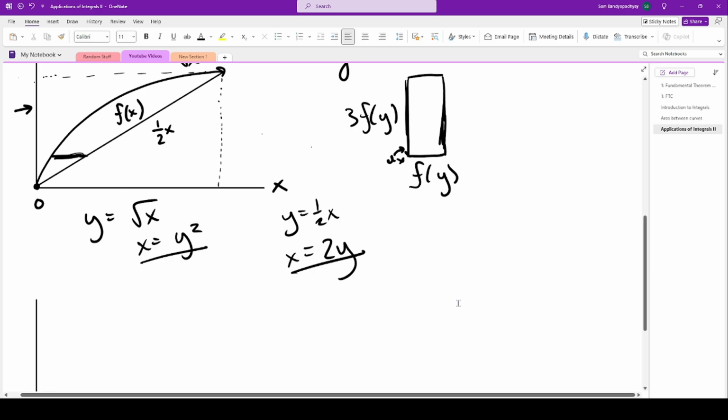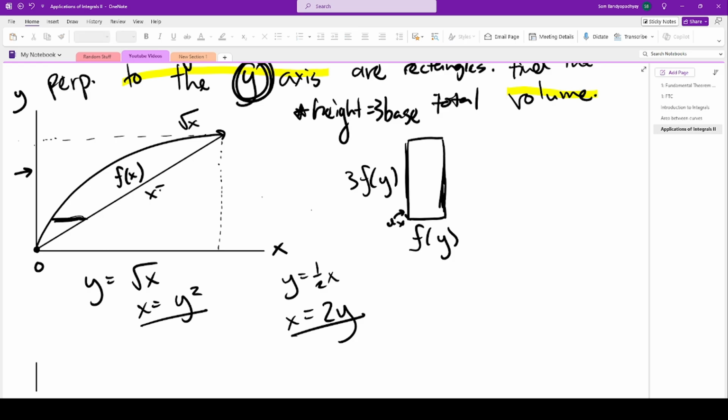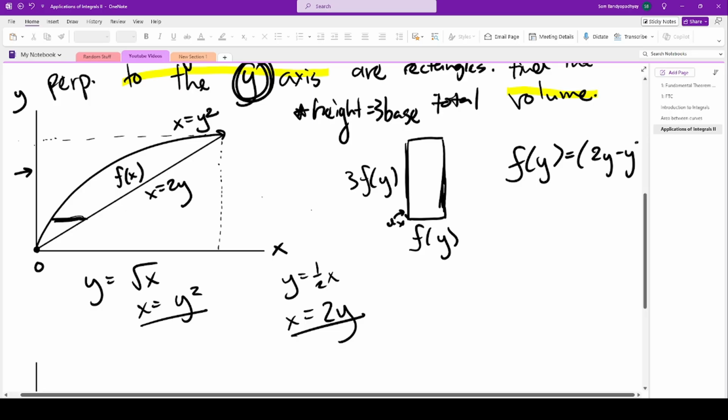And obviously, this is going to be right minus left, right? The region between the two curves when you're dealing with y is always right minus left. So in this case, our right is going to be our x equals 2y, and our left is going to be x equals y squared. So this means f of y becomes 2y minus y squared, okay?